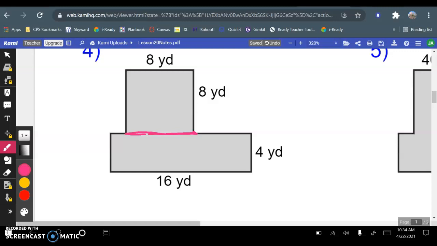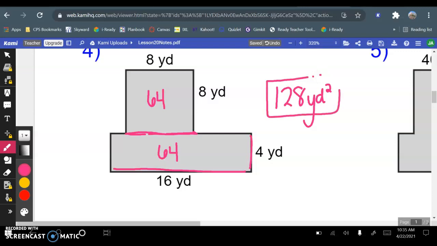So the square on top is 8 by 8. So 8 times 8 is 64. And then the bottom is 4 by 16. So 4 times 16 is 64. So 64 plus 64 is 128. And these are yards. And remember, area always gets squared. Area is 2-dimensional. So that is what you're going to be doing for today's lesson.